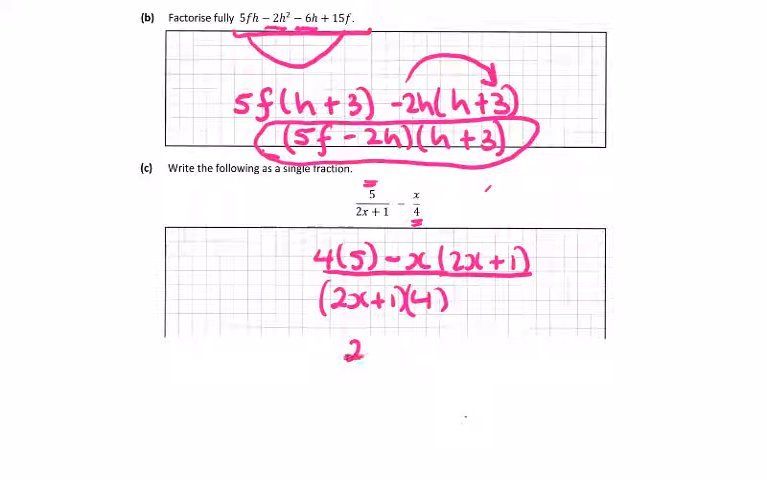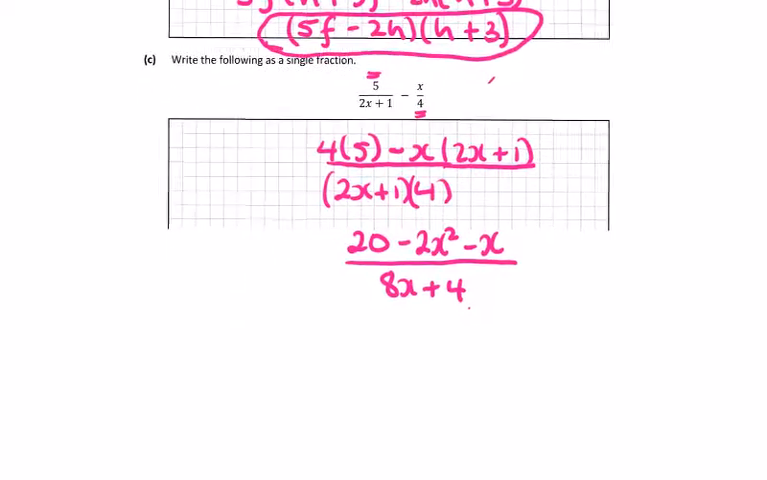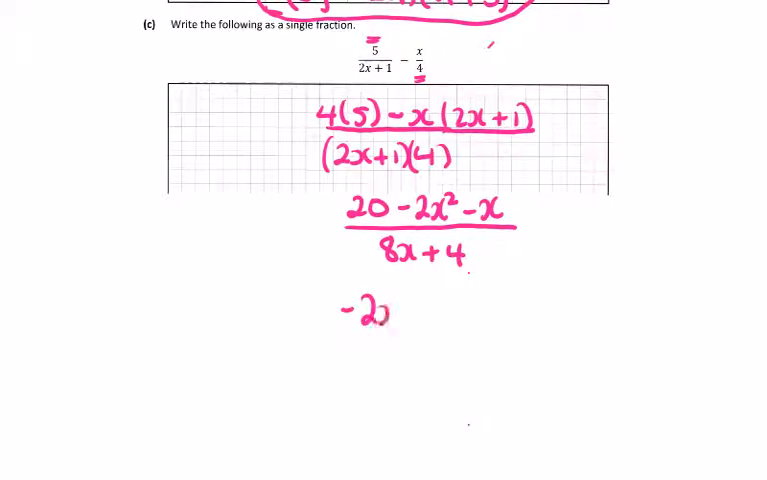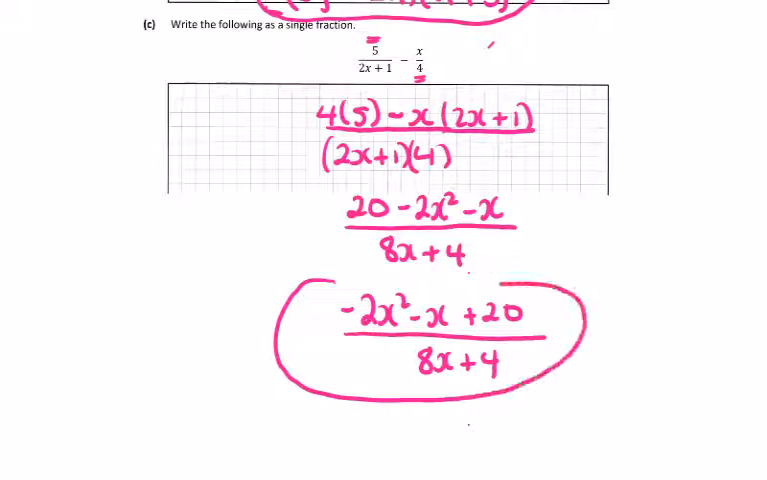So what have we got on top? We have 4 5s are 20, minus 2x squared, minus x, and on the bottom we have 8x plus 4. So just tidy this up: minus 2x squared, minus x plus 20, over 8x plus 4 as a single fraction. Sometimes in these questions you can factorize the top and the bottom and cancel, but in this case I can't see that you can.